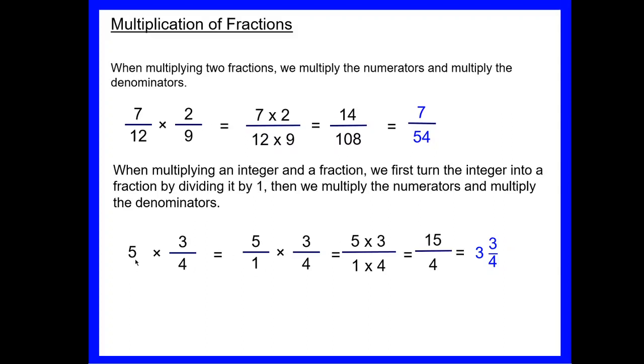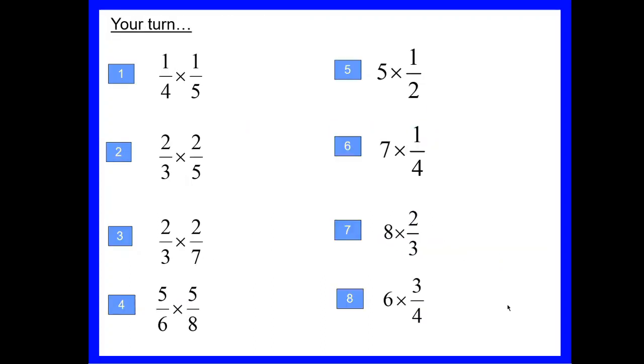Often when you're doing an integer multiply with a fraction, you will end up with a mixed number at the end. So just be prepared for that. So you could get either a whole number or sometimes a mixed number at the end. Make sure you're happy with those two examples. If you need to write them down, please pause the video and do so.